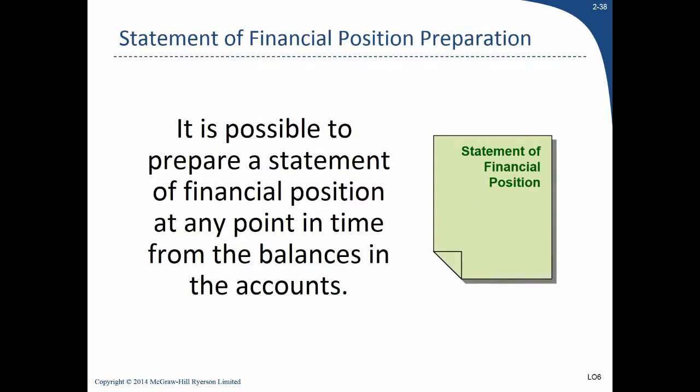So here's a great thing. It's possible to create a statement of financial position. You can look at what your asset, liability, and shareholders' equity balances are at any point in time. Once you've recorded all these journal entries, you could look at today, May 8th, and say, okay, we've recorded everything from January 1st to May 8th. Let's post it all to the ledger and see what the balances are. Let's see what the T accounts come out with.